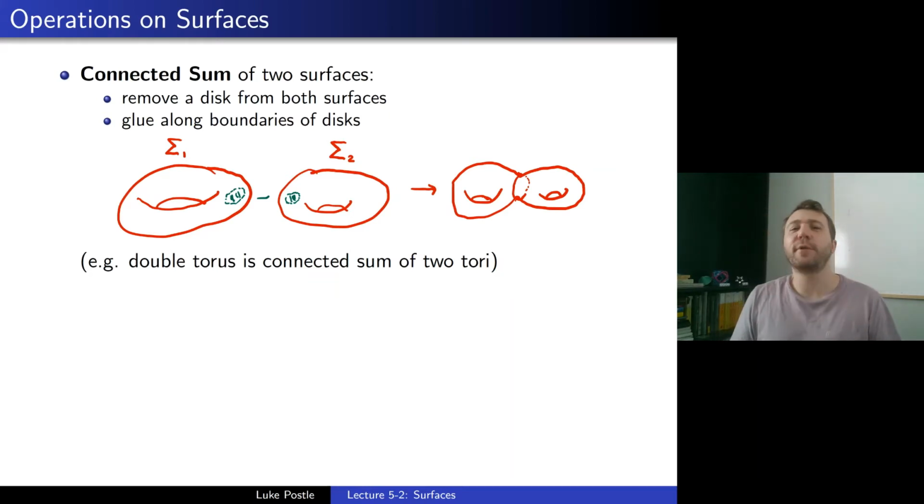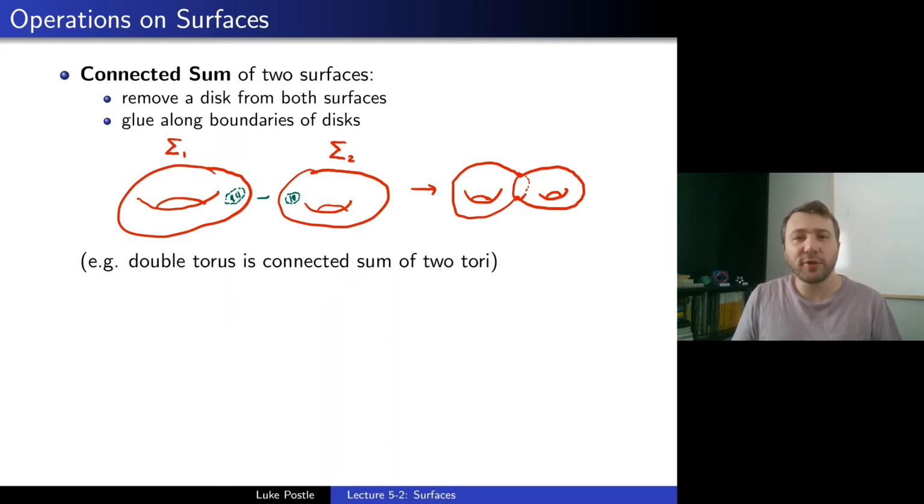How could we construct more surfaces? I'll go through a couple of ways to make new and larger surfaces out of smaller ones. The first way is the connected sum of two surfaces. If I have a surface sigma 1 and a surface sigma 2, I can glue them together to make a larger one. How does that work? We take two disks, one in each of the surfaces, and we delete those disks. So we remove a disk from both surfaces and glue along the boundaries of the disks. Here you can see my picture where I took two tori, deleted and glued, and you get a double torus. In this way we could make a triple torus, a quadruple torus, etc.